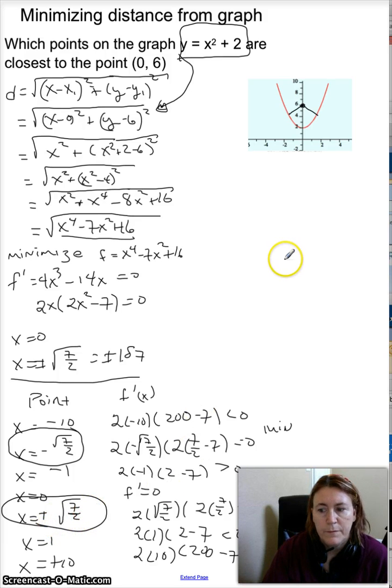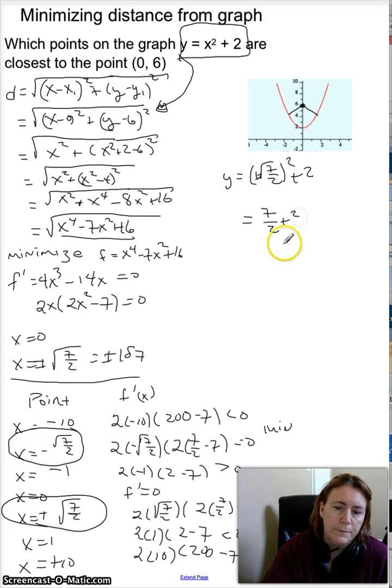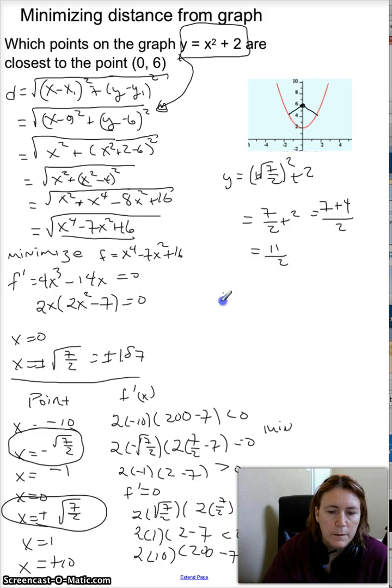All right, so the answer to the question is the points on the graph where x is plus and minus the square root of 7/2. So what are the y values? Well, it's going to be the square root of 7/2, squared, plus 2. And it doesn't matter, it's going to be the same value here. So this is 7/2 plus 2, so this is 7 plus 4 divided by 2, so it's 11/2. So my 2 points are x equals plus or minus the square root of 7/2, and the y value is 11/2.